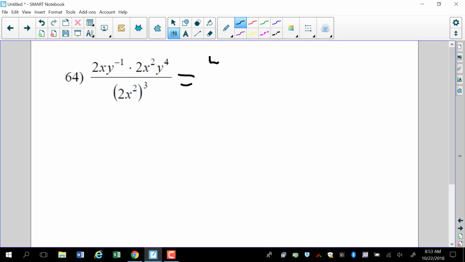2 times 2 is 4. I have an x here and x squared here, so I have x to the 3rd. I have a negative 1 plus a 4, which gives me y to the 3rd. I'm going to leave the bottom exactly how it is because I'm only going to do one step at a time for you. So I'm going to go here.